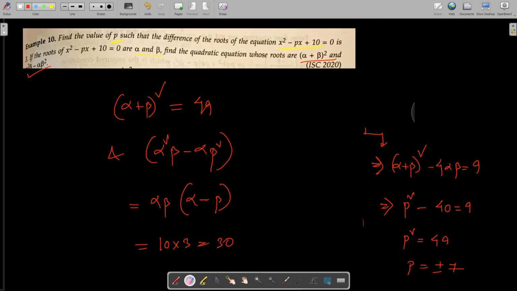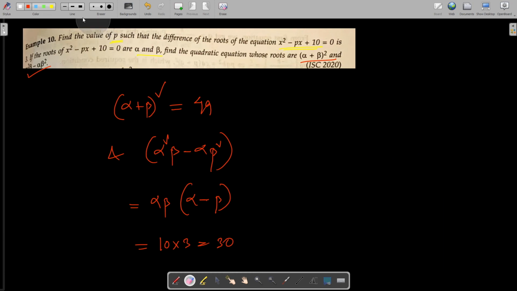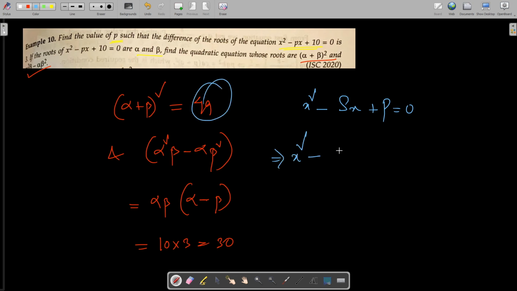Now see, we got the sum of the roots and product of the roots. Can we write the quadratic equation? Yes. What is the formula? x square minus sum of the roots into x plus product of the roots equals 0. So we will simply put the values. What's the sum of the roots? That is 49 plus 30 into x. What will be the product of the roots? 49 into 30, that will be equal to 0.